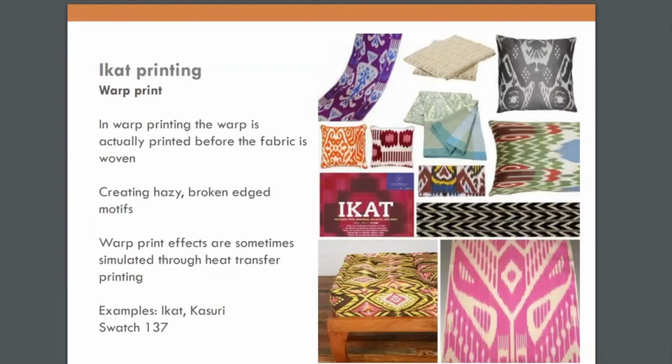In warp printing, the warp is actually printed before the fabric is woven. So it's a warp print and it's a resist dye print. Let me try to explain how this is done. Of course, today, most of these are done on a mechanical jacquard loom, or they're prints. They're not done by hand. This is how it's done by hand.